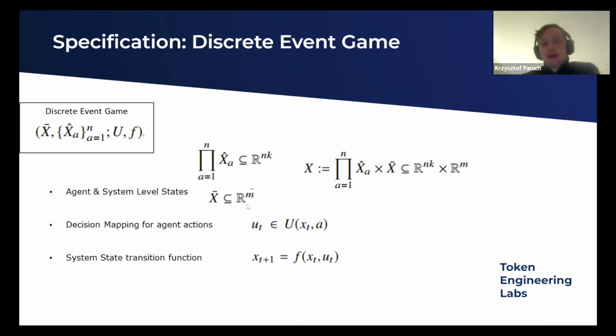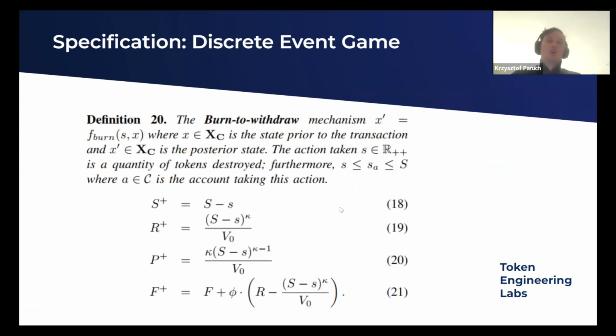And once we have defined this, then we can define the state transition function, which is basically giving you this x prime or this xt plus 1 based on the input of the state and the action that is taken by the agent. How does this look like in a particular example? This is one specification of one particular mechanism where you say there is this burn to withdraw mechanism where you would have those particular state updates defined.